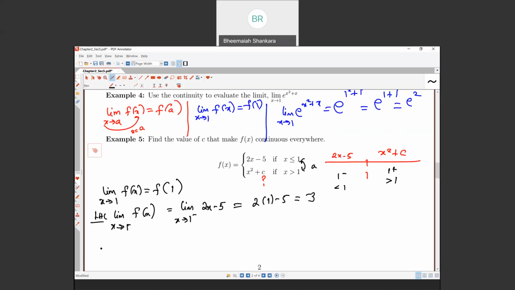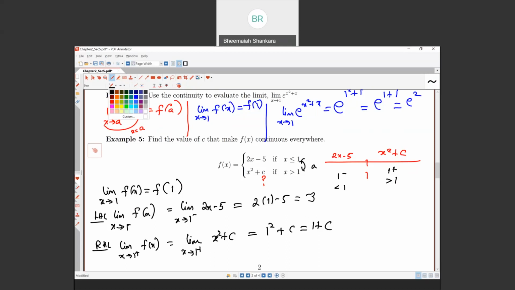Similarly, you want to calculate the right hand limit. Limit x approaching 1 plus f of x. So this is all the function for which x is greater than 1, and the function is x squared plus c. Plug in x equal to 1. So you have 1 plus c.